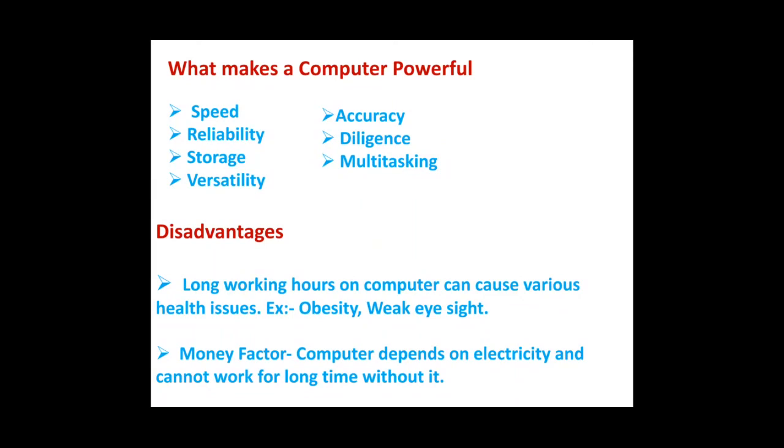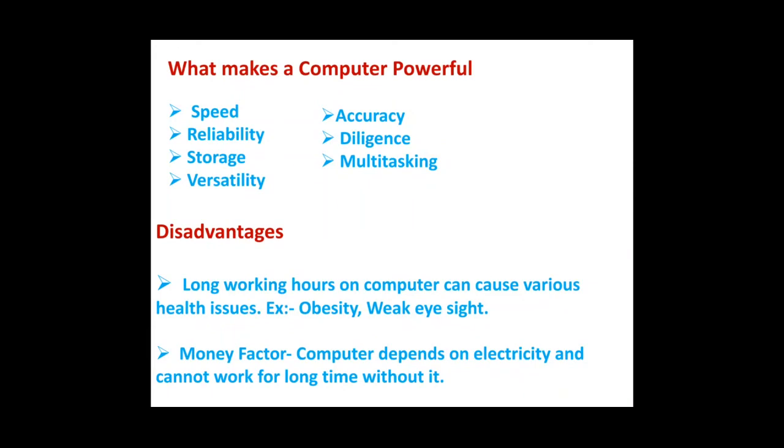Then is multitasking. On the same computer system, you can do many tasks at the same time. If you are typing something in Word, in the background you can listen to music. Yes, so we are doing two different things on the same system. That's why it is called multitasking. But there are a few disadvantages also that we need to keep in mind while using a computer.